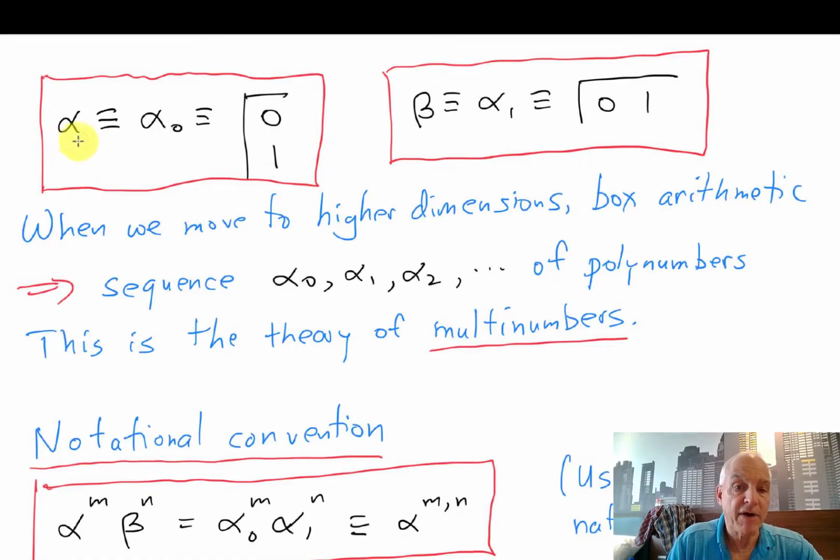Well, actually alpha is just this particular polynumber that has a 0 in the top and then a 1 below it, and beta is the polynumber that has a 0 on the top and a 1 beside it. Now, for various reasons, we want to ultimately extend this story to higher dimensions. And for that, it's useful to have an alternate notation and call this alpha 0 and call this beta alpha 1. So this connects with my theory of box arithmetic, where I'm developing a whole new sort of convention for understanding basic arithmetic. That's in the Math Foundation series.